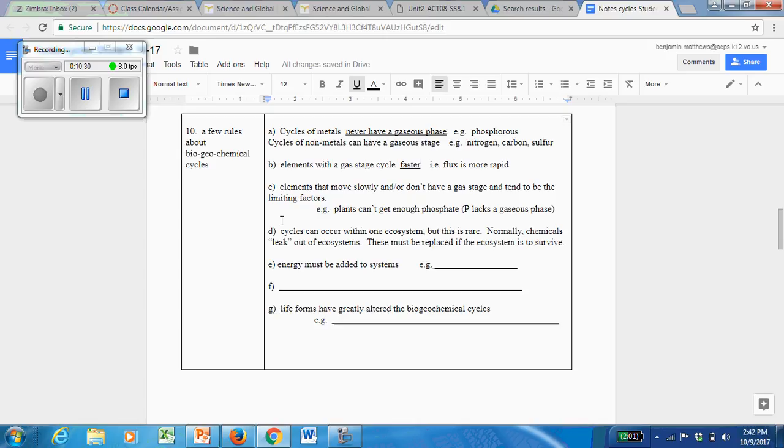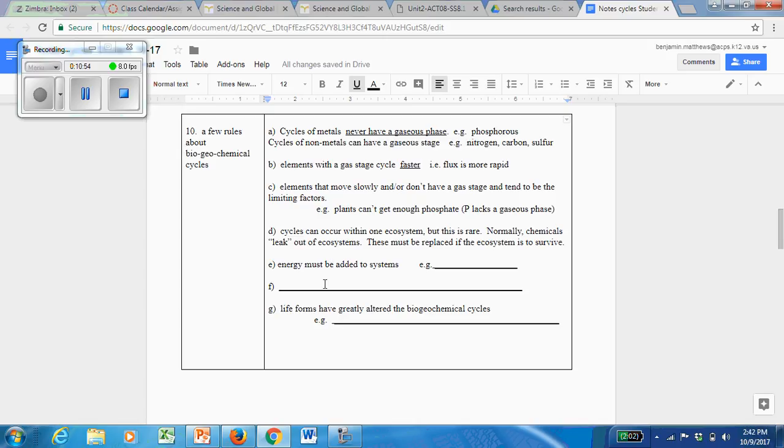Also, all these cycles can occur within one ecosystem. We can have reservoirs within an ecosystem, and normally chemicals leak out of ecosystems, and of course they must be replaced if the ecosystem wants to survive. But they can occur all within one. You can have the atmosphere, land, and water all within one, interacting with each other.